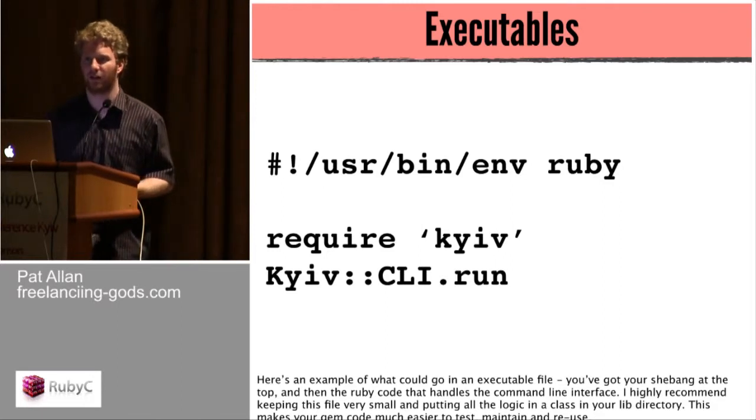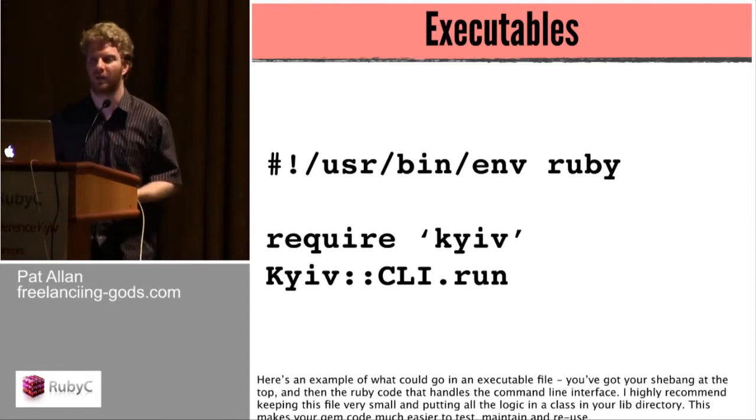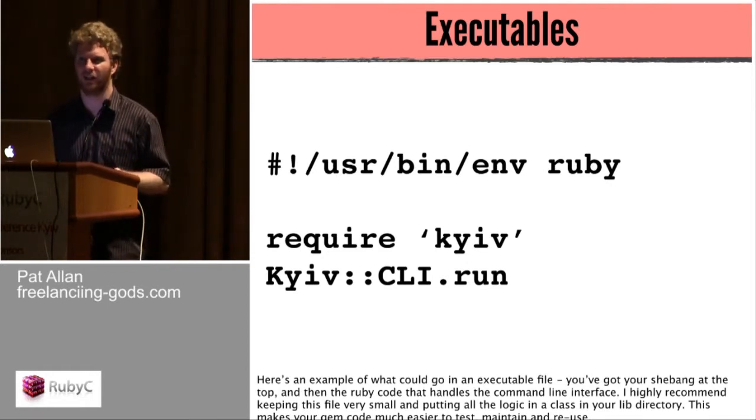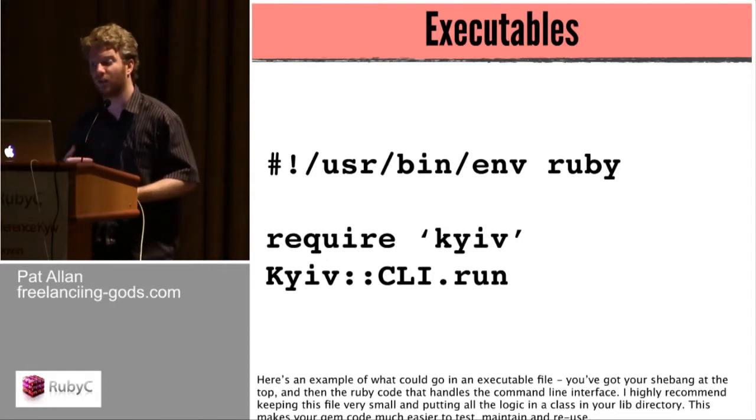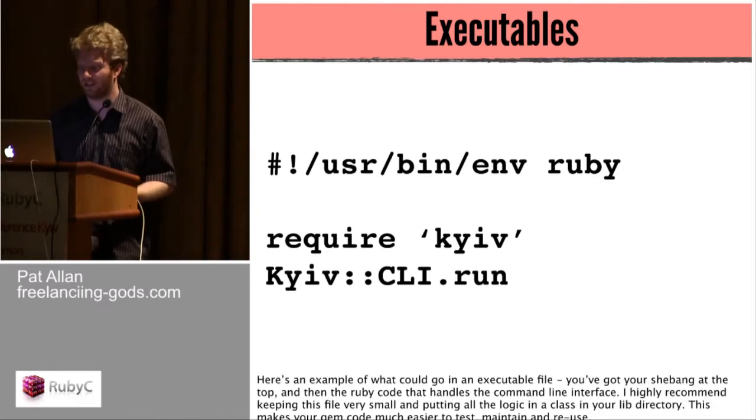So we're telling the shell what interpreter to use to process this file, saying it should use Ruby. We're requiring our library, and then we're invoking something from our library, our gem. You really don't want to have any more code than that in your executable. You want to push all that logic into the lib directory where all your gem code is, because it's far easier to test when it's there and far easier to maintain and possibly reuse. So keep your executable files really, really small and push all the logic into your gem code.